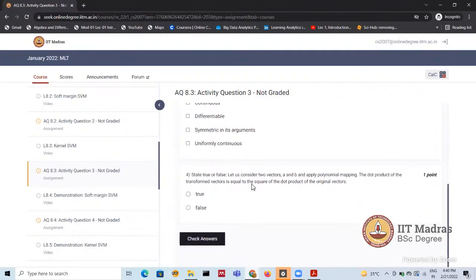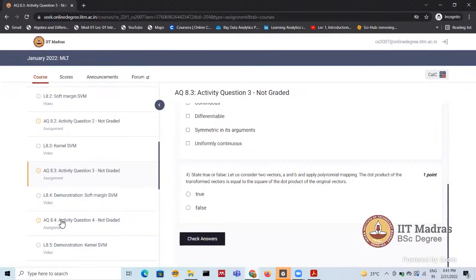Then the next question is, let us consider two vectors A and B and apply a polynomial mapping. The dot product of the transformed vectors is equal to the square of the dot product of the original vectors. It should be applying a polynomial, I thought a quadratic polynomial. So what is the answer? Yeah, it's actually true, if we think of this as quadratic. Oh, it's a polynomial only.